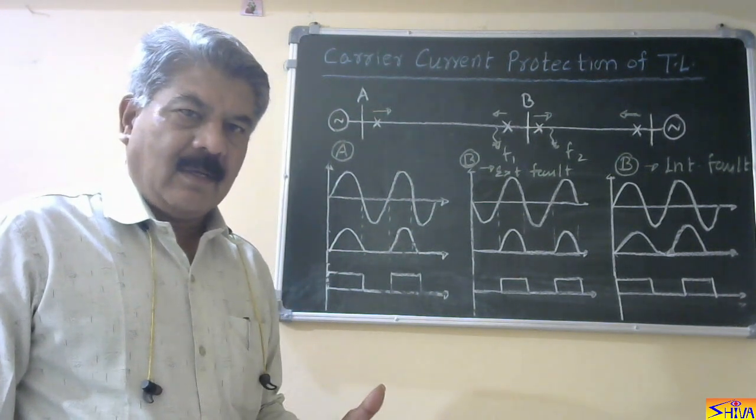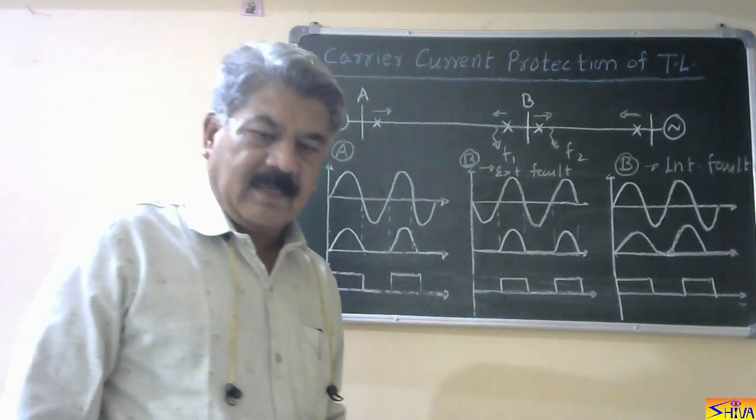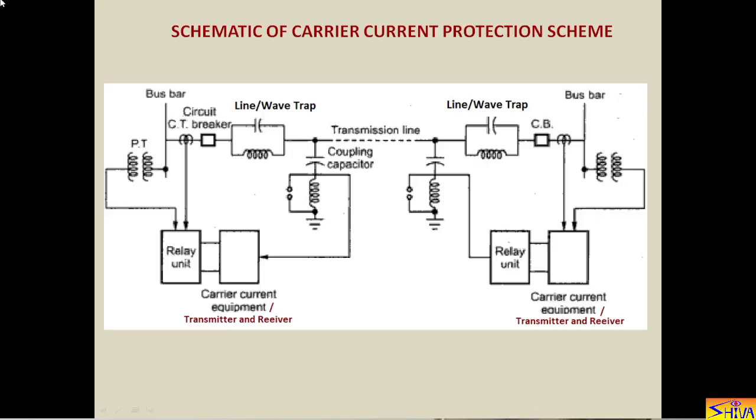Now let us see how this scheme is implemented. So this is the schematic of carrier current protection scheme. This is section A, this is end A and this is end B. I have not shown the generator here. So whatever components or equipment are present at end A, same are present at end B also. So let us see what the equipment are.